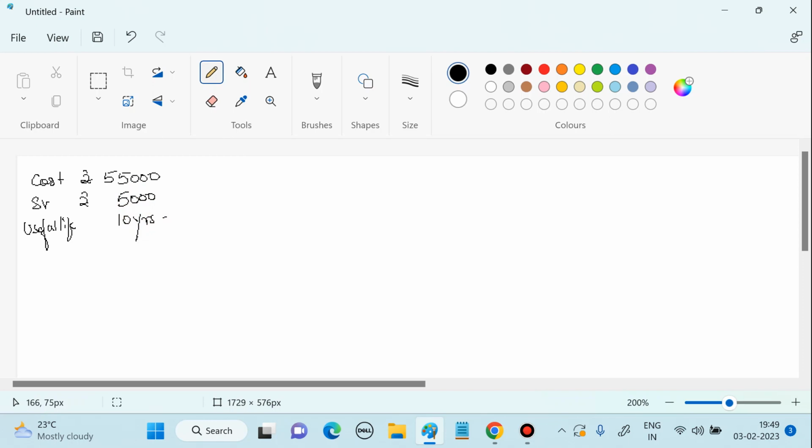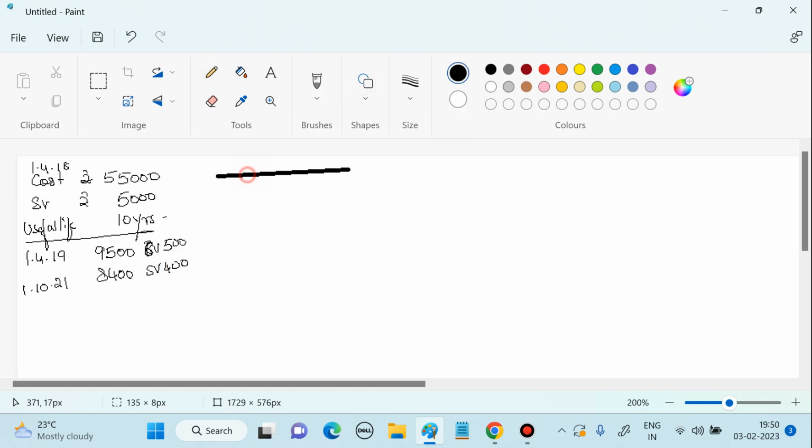Now, additions are made on 1st April 2019 and 1st October 2021. On these two dates, some additions were made: 9,500 here and 8,400 here. Residual or scrap value they have given is 500 and 400 respectively. Now show the furniture account for the first 4 years if depreciation is written off according to the straight line method. Okay, so let's start. Prepare the furniture account.